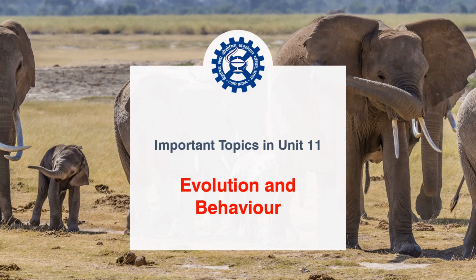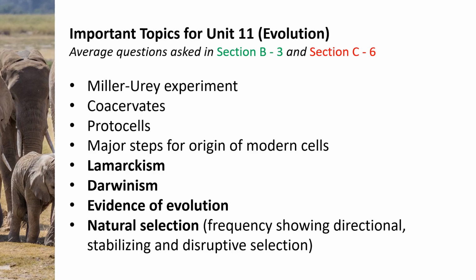In the unit of evolution and behavior, there are several fundamental concepts that are crucial to understand for the CSIR exam. Firstly, the well-discussed Miller-Urey experiment, coacervates, and protocells considered to be precursors to modern cells are among the important topics. Understanding the major steps in the origin of modern cells is essential to grasp the complexity of cellular evolution, theories of Lamarckism and Darwinism, and the evidence of evolution, including fossil records and comparative anatomy.